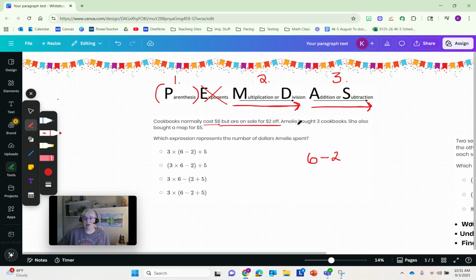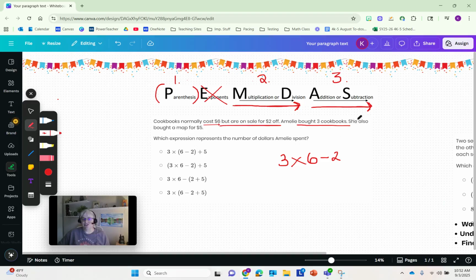Amelia bought 3 cookbooks. Oh, she didn't buy just one. She bought 3 of these. So we're going to have to take that times 3. All right, good. We got a start. And so far that matches everything we have here. So we need to do a little bit more work.